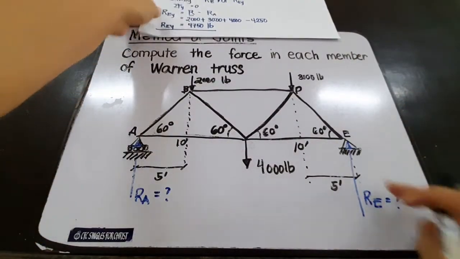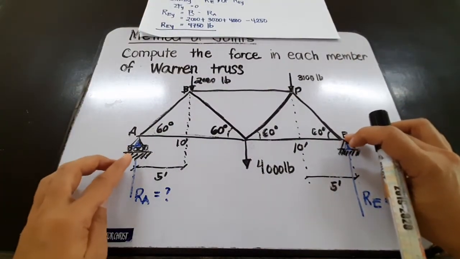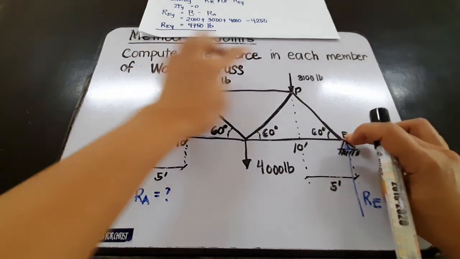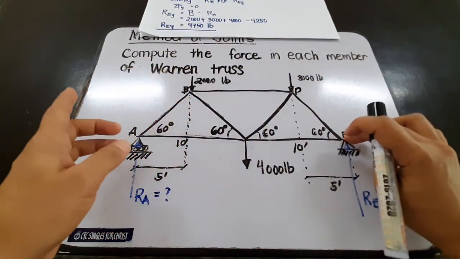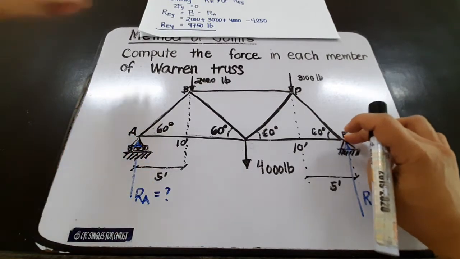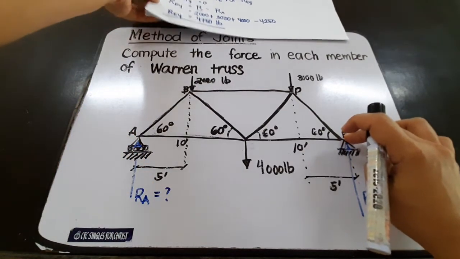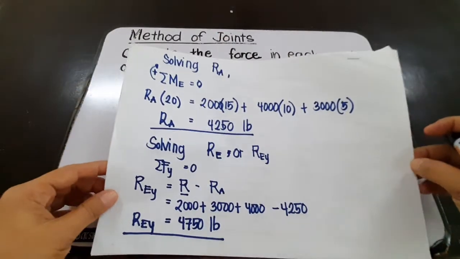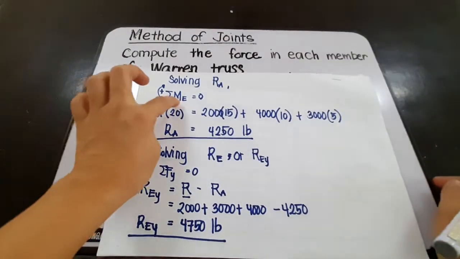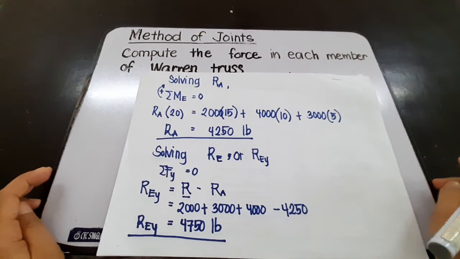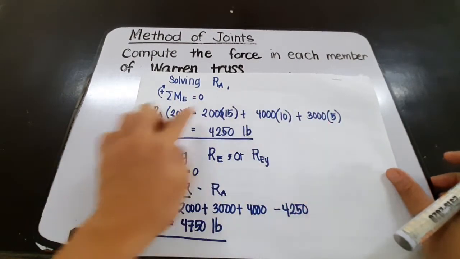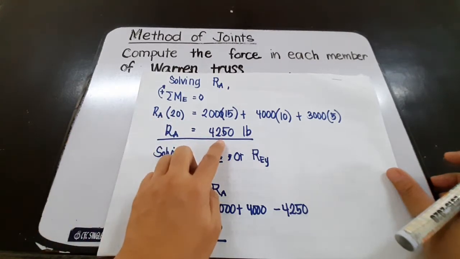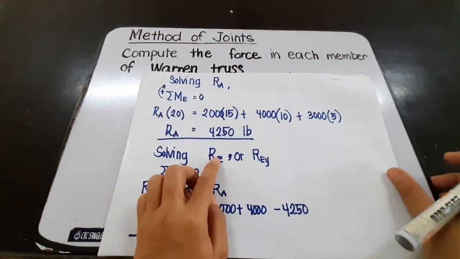So in this case, the only force which will have a clockwise effect is RA. The rest will have a counterclockwise effect. So in the principles of statics, the counterclockwise moment should be equal to the clockwise moment for the total moment to be 0. And so we can solve for RA, and that is equal to this whole value divided by 20, and we can have 4,250. So how do we solve for RE?